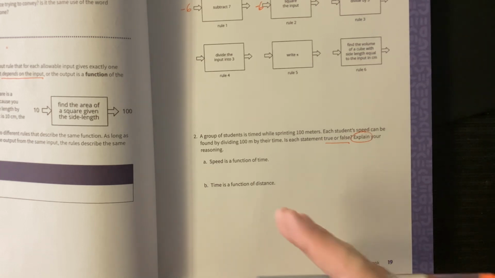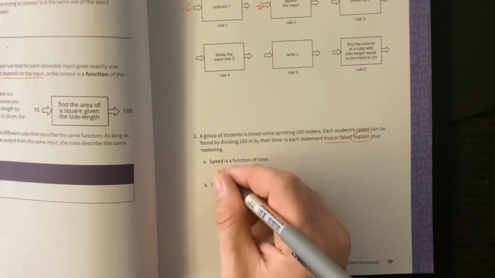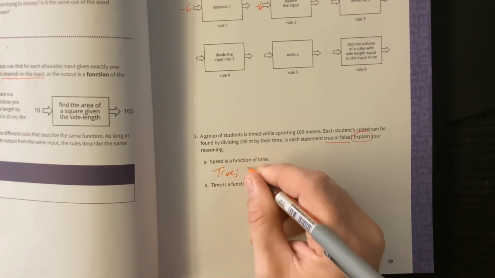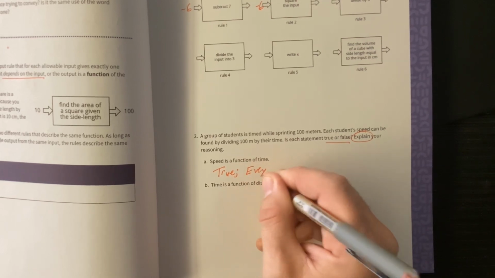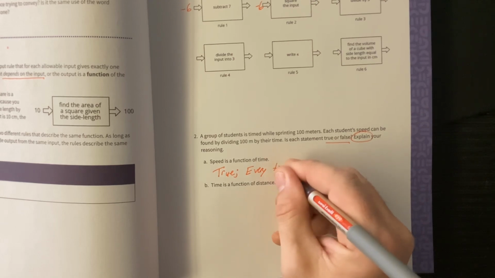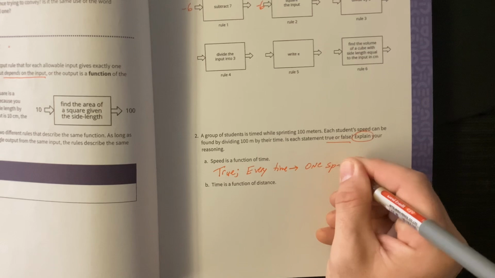So let's look at the first one. Speed is a function of time. A group of students is timed while sprinting 100 meters. Okay, so you are timing every person. So speed is a function of time. That one is going to be true. Every time that's collected, every time I click the stopwatch, I will get 1 speed.